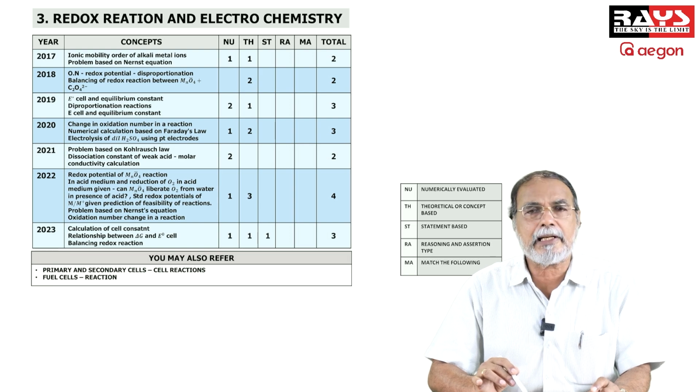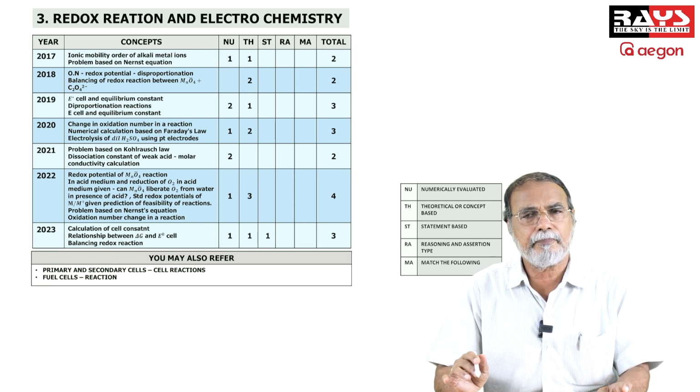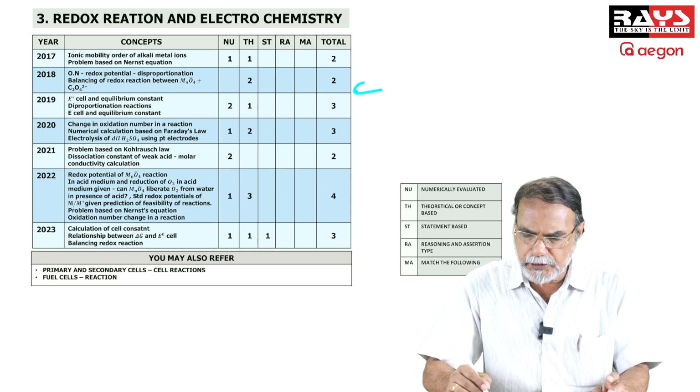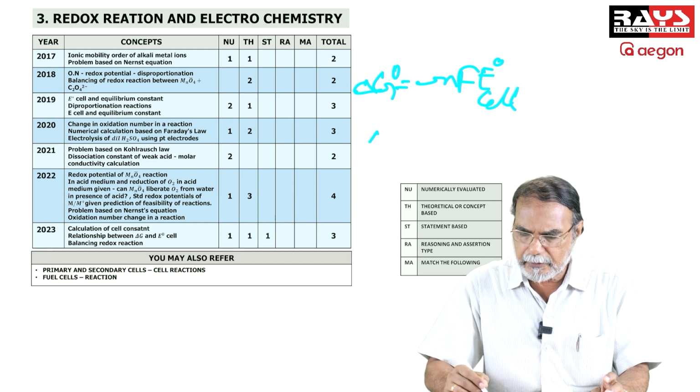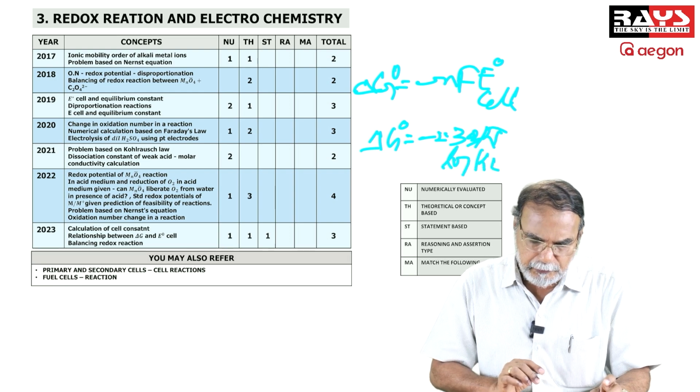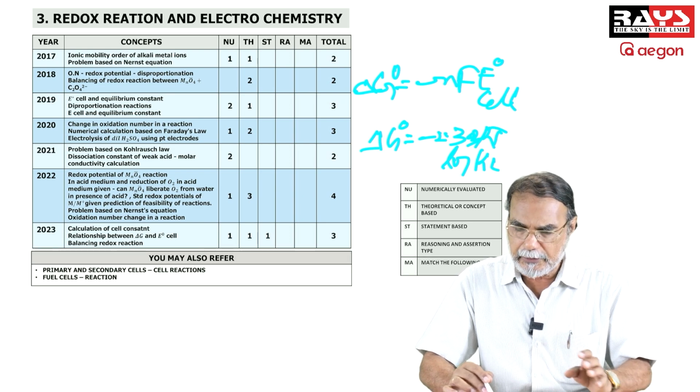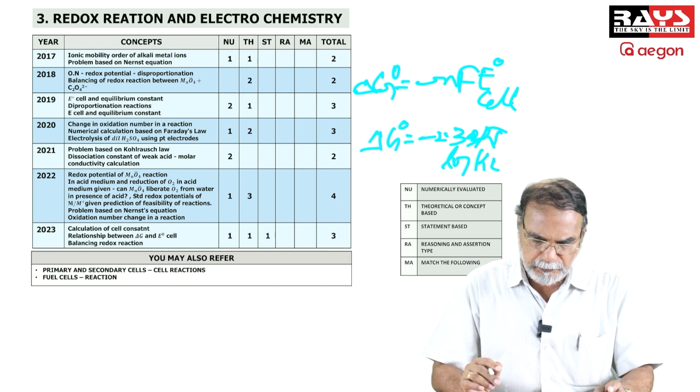2019, it was a relationship between E0 cell and equilibrium constant. You have the two relations. Delta G0 is equal to minus nFE0 cell, and delta G0 is minus 2.303 RT log Kc. Those two relations are there. So once you know Kc, you can calculate delta G0, and from delta G0 you can calculate E0 cell. So connecting these two equations, numerical problems of various types may be asked.